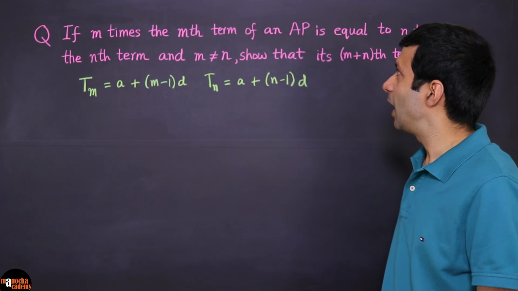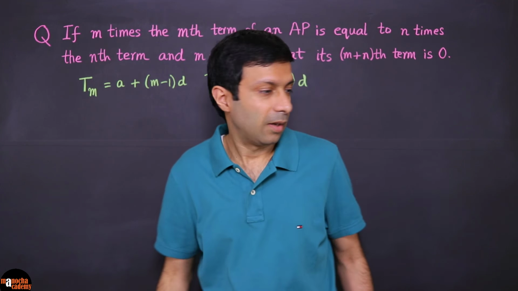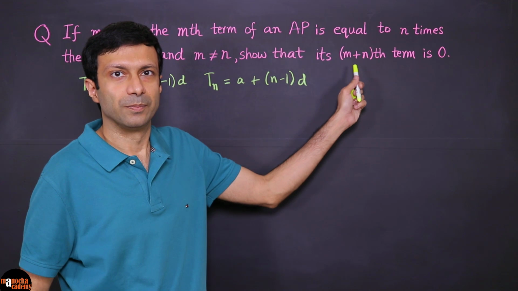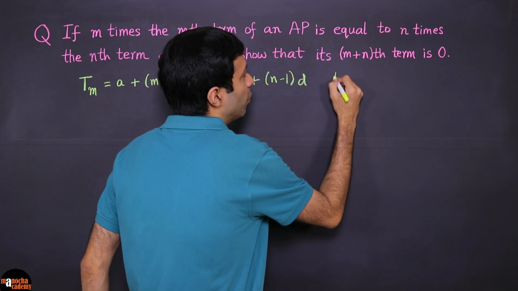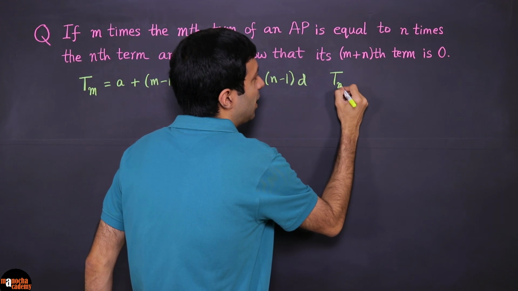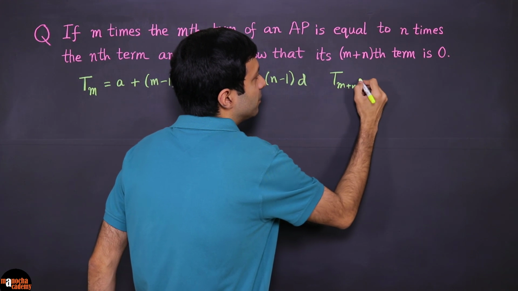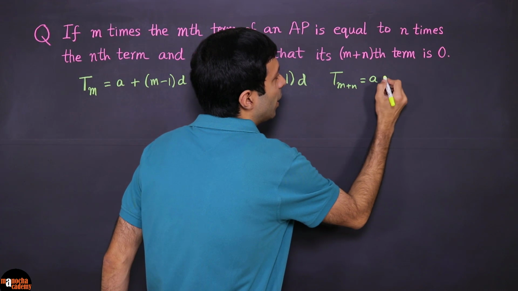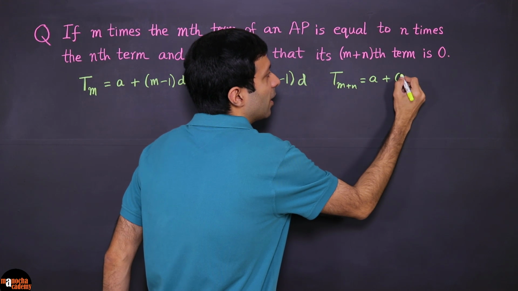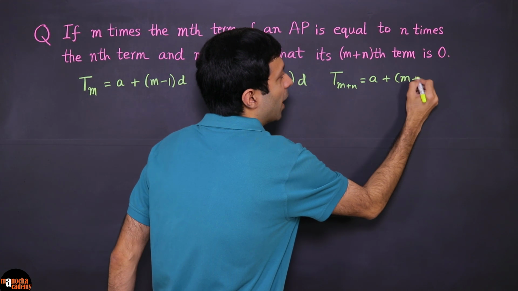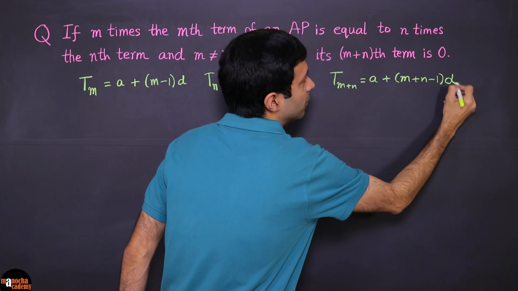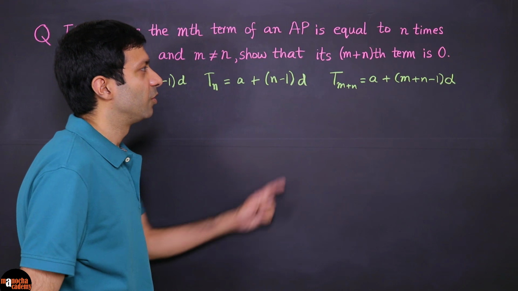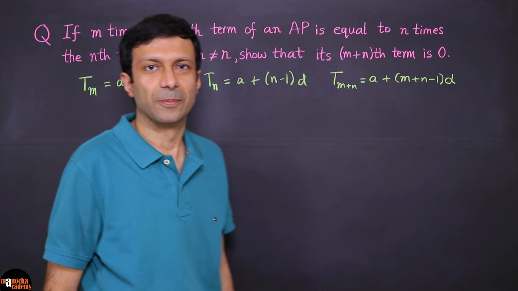Okay? And we are interested in the m plus nth term. Okay? So let's write that down also. So we know what term we are interested in. So Tm plus n is equal to a plus m plus n minus 1, right, into d. Okay, so that's the term we are interested in.